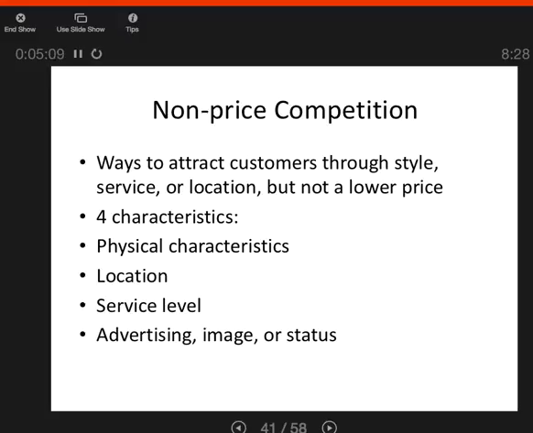So what do they focus on to try to make their products different? Well, they're looking for ways to attract the customer based on their style, service, or location, but not necessarily lower price, because they know that price, they really don't have much control over it. So things they try to do: physical characteristics. Maybe it's the size, color, shape, texture, maybe the taste. They try to make things just enough different for this.